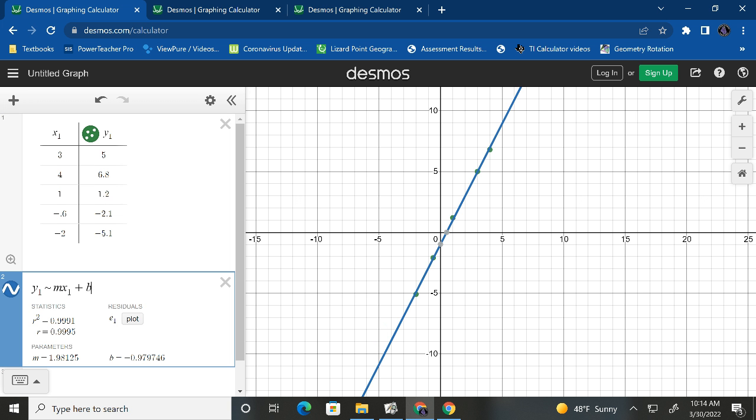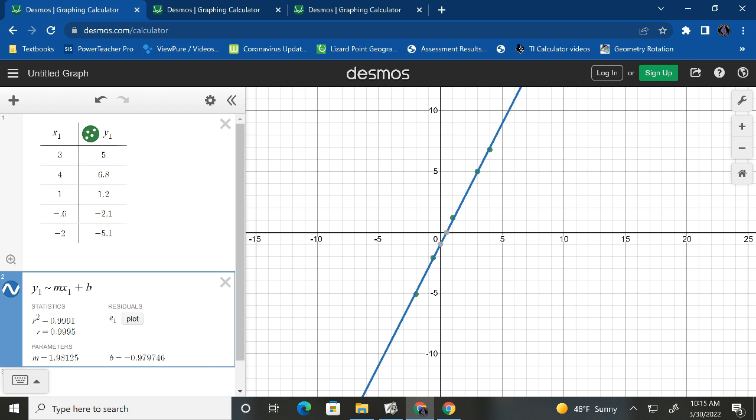It tells me the slope is about 1.98, so pretty much 2. And the y-intercept, the b value, is about negative 0.97, so about negative 1. So this equation is really about like y equals 2x minus 1. That would be what we would guess this line of best fit is, about y equals 2x minus 1. It tells me the stats right here with my m and my b down below.